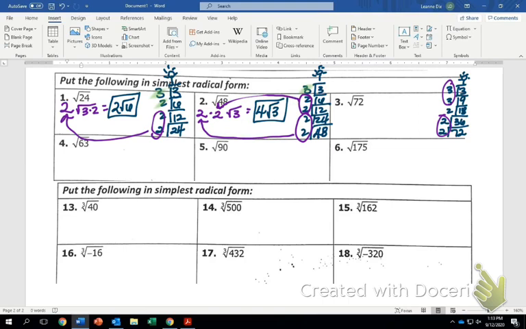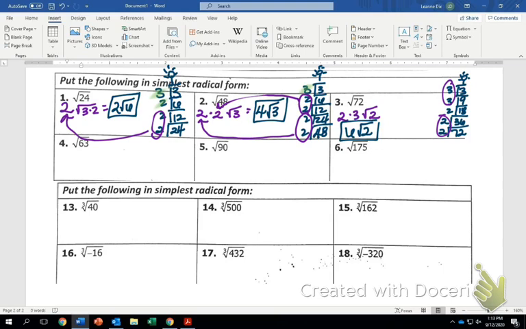So the 2 2's get to leave and the 2 3's get to leave. So it's going to say 2 times 3 from each group. And then the piece that is not circled stays underneath the radical, which is 2. So 2 times 3 is 6 times the square root of 2. And that is our final answer.